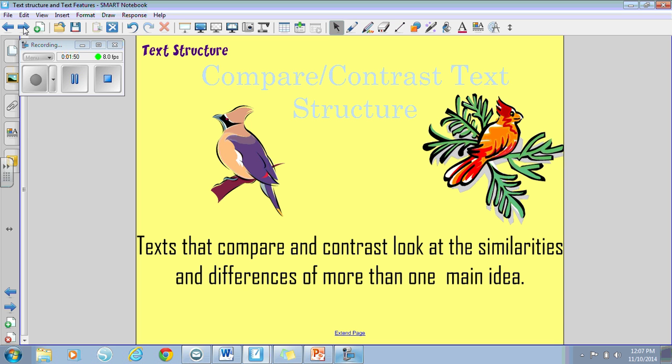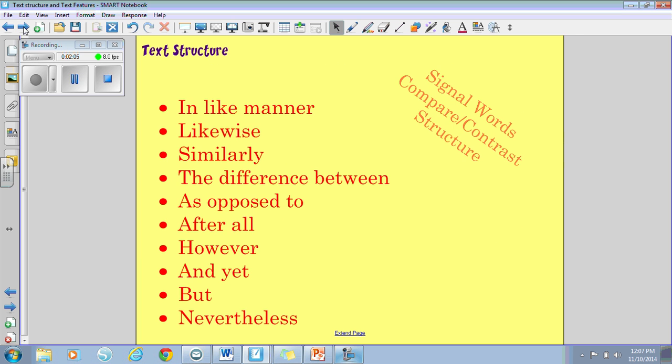Compare and contrast is one type of text structure. This type of text structure allows you as the reader to examine the similarities and differences of more than one topic. Authors often use signal words to help you as the reader identify which structure is being used. As a reader, it is helpful to use these to understand what information the author wants you to know. The signal words for compare and contrast are listed.